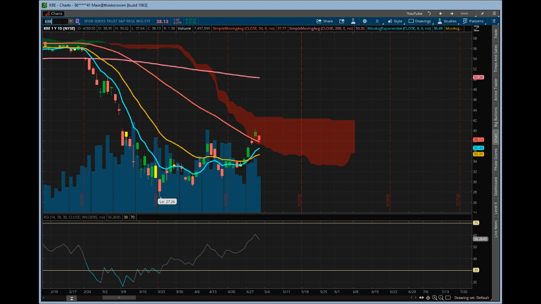KRE, yep. So a little bit of pullback on this one too. Not quite an evening star reversal, but a bit of a reversal right here at the 50 moving average. Again, if tech were strong, you might see money flowing out of this, because we did have some nice flow into it the last couple days.